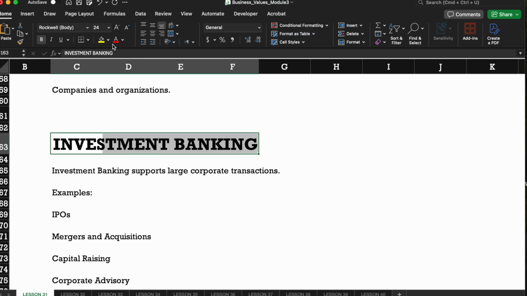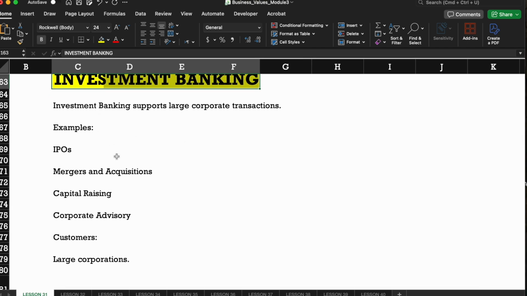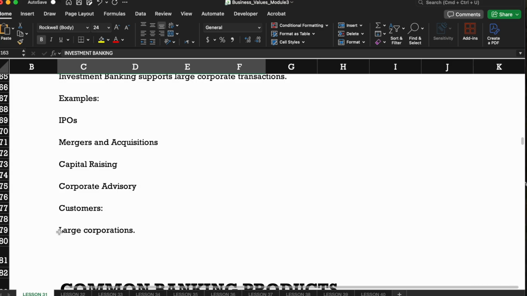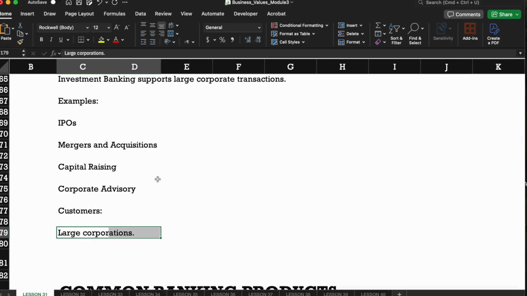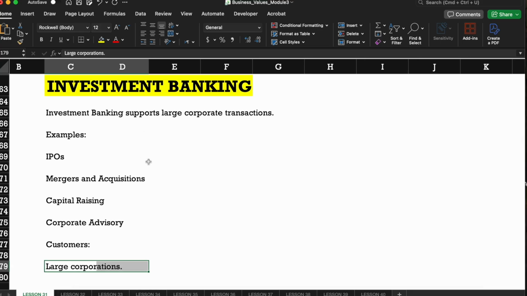Investment banking. This is a popular topic. Investment banking supports large corporate transactions, for example IPOs, share market, mergers and acquisitions, capital raising, corporate advisory. The customers are large corporations. You will see a lot of openings for investment banking. First, you need to understand the basic retail products, and then you can learn how the investment products work.